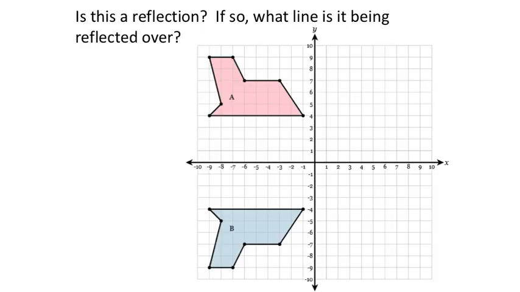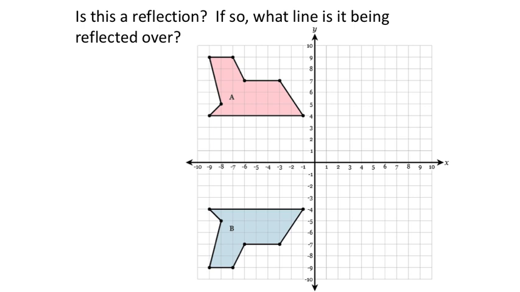So let's take a look. Is this a reflection? Yes, it is. All they've done is they've taken one of the two. We don't know which one's the pre-image or the image. I would assume A is the pre-image, just because A is alphabetically before B, whatever. And then B would be the image.